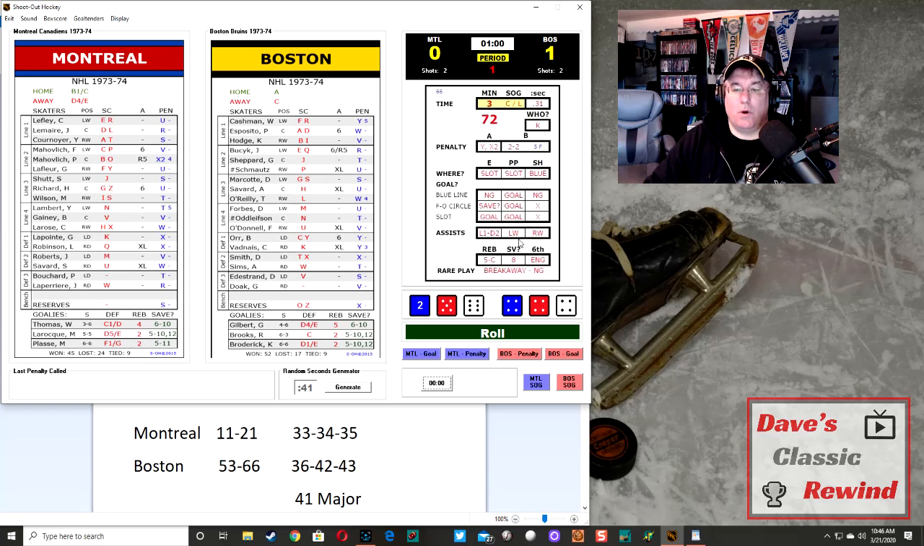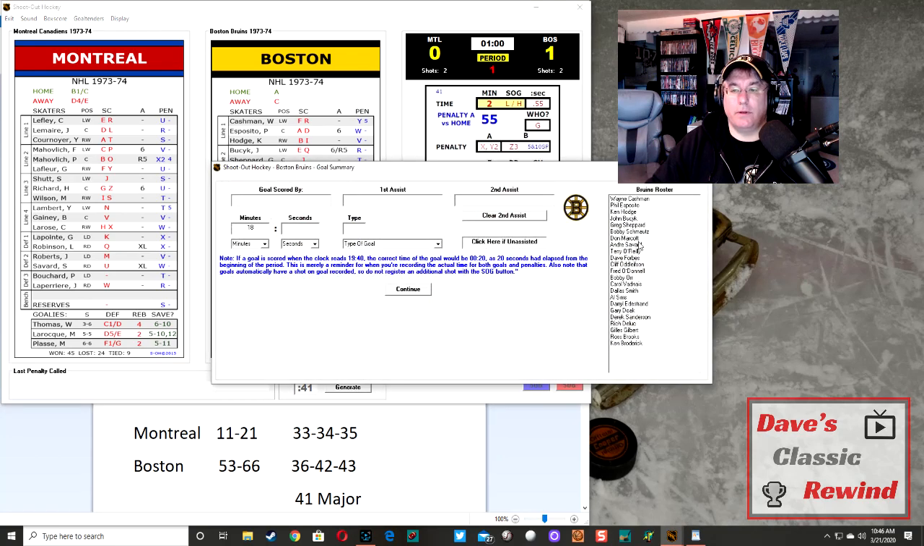So Orr with the goal. The left wing, Cashman. So Orr from Cashman. And the right wing is Hodge. So Boston goal is right here. It's going to be Orr from Cashman and Hodge. So no assist for Esposito. And that was at 19.